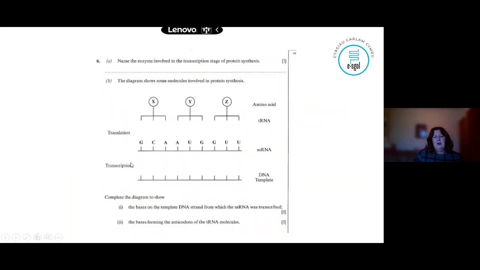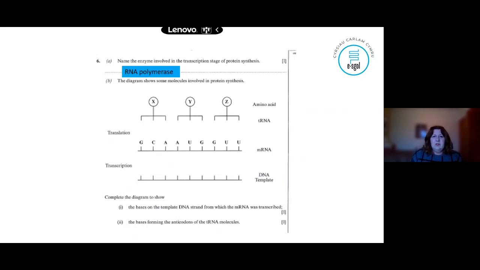Okay, so now that we've done our recap on transcription and translation, let's see whether we can look at some past paper questions. So here we go. Name the enzyme involved in the transcription stage of protein synthesis. So I'll just pause. What's coming to mind? RNA polymerase. That's right. Now, you might have said DNA helicase, and actually I would expect a DNA helicase question to talk about unwinding the DNA. So I think RNA polymerase ought to be your go-to answer there.